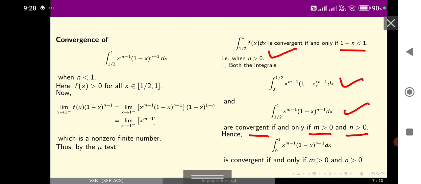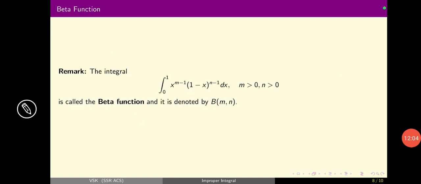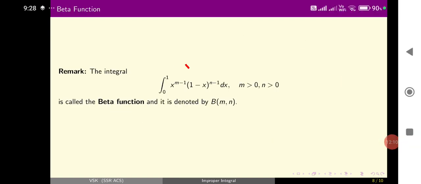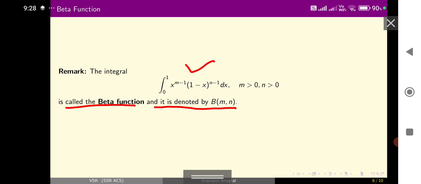Hence, we conclude that the integration 0 to 1 x to the power m minus 1 into (1 minus x) to the power n minus 1 dx is convergent if and only if m is greater than 0 and n is greater than 0. Now remark, the integration which we have discussed in the previous example is called a beta function, and it is denoted by B(m, n).